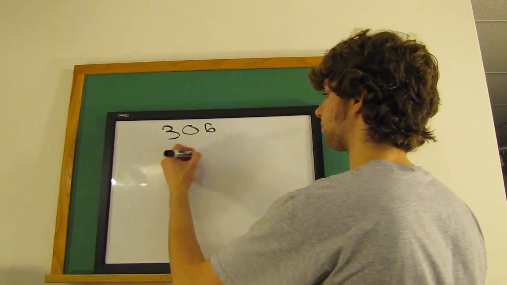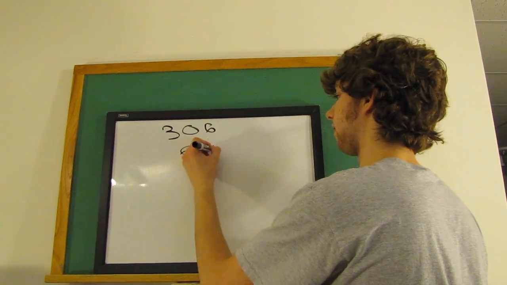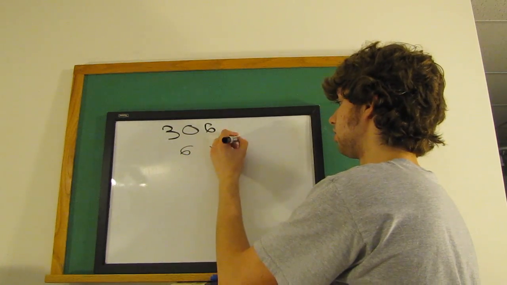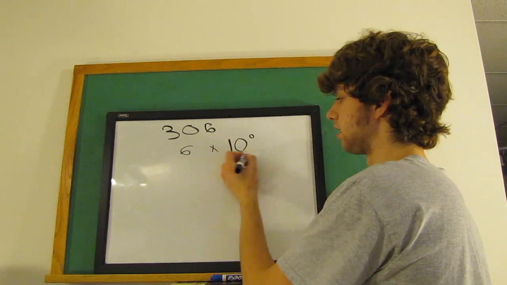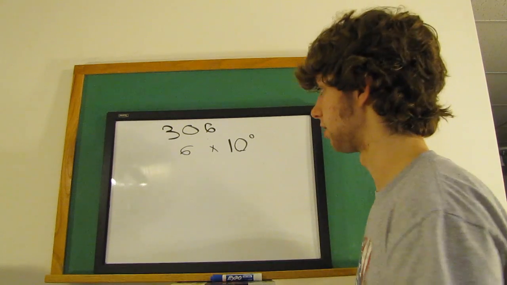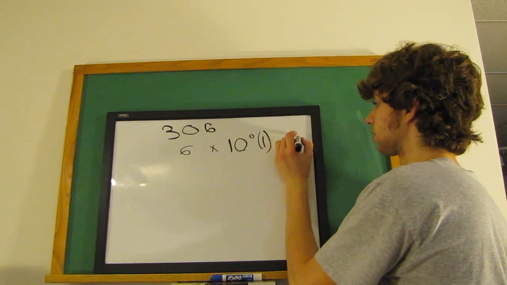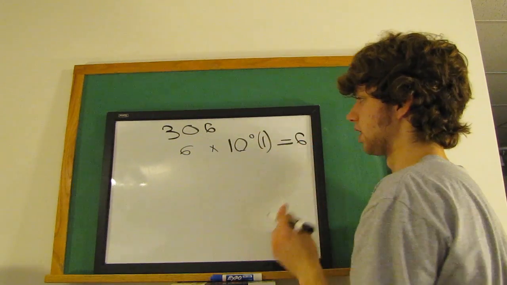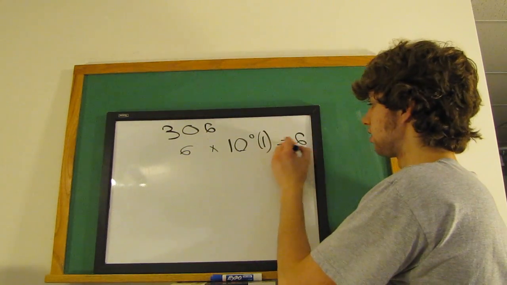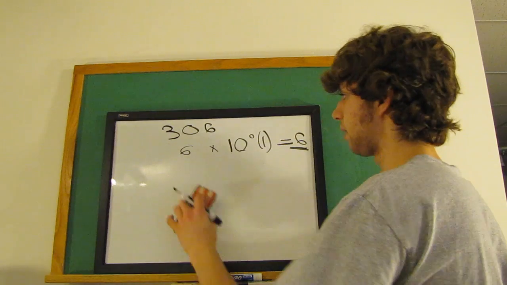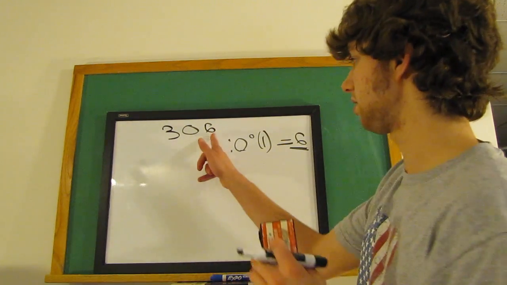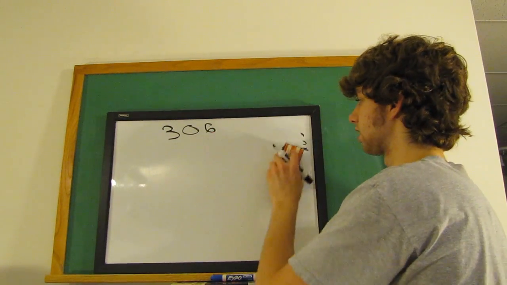So let's try 6. We have 6 times 10 to the 0th power, which is 1. 6 times 10 to the 0th power, or 1, is equal to 6. So basically we have 6 in the ones spot, which obviously we do, because you can see it right there. Let's try the next one.